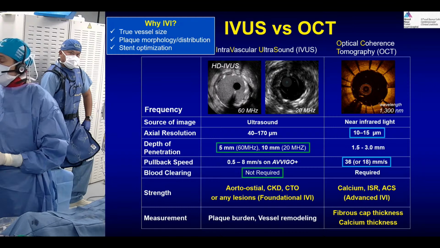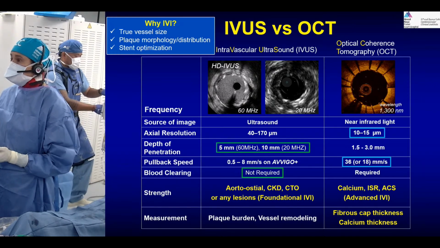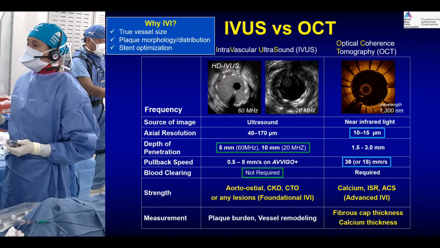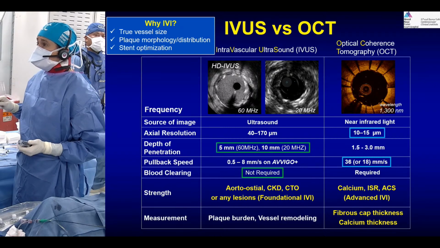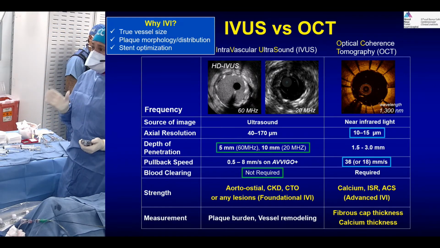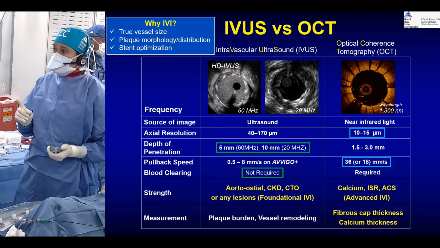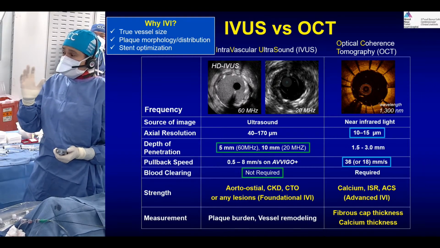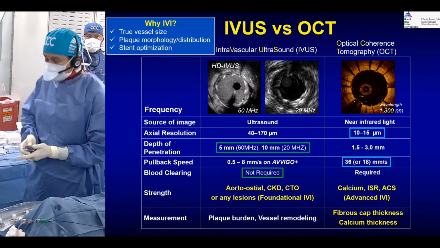Of course, we have gone through why OCT is better than IVUS. Very important is better resolution. It's light. I'm keeping it very simple: black and white versus color TV. That's how you remember. And we are using 36 millimeters per second. Why is it important? The strengths are calcium, ISR, and in the setting of ACS, you know whether it is a plaque rupture or plaque erosion, and fibrous cap thickness, calcium thickness. Just remember these important points, because many times these questions are asked in interventional boards about this imaging.